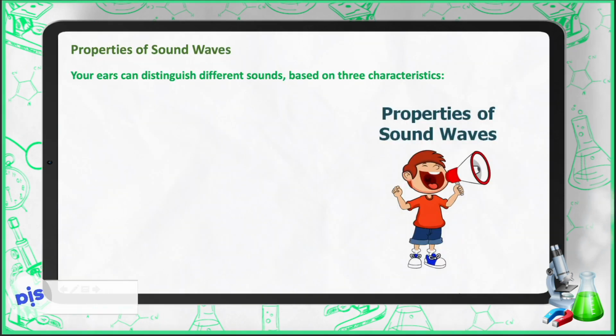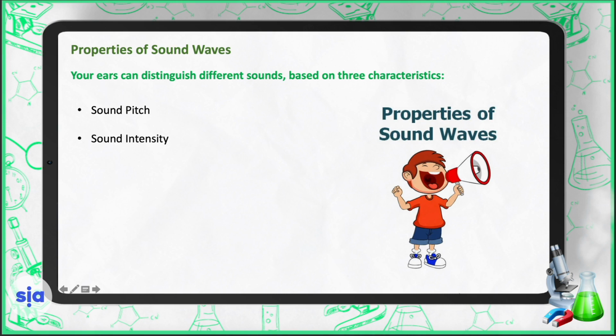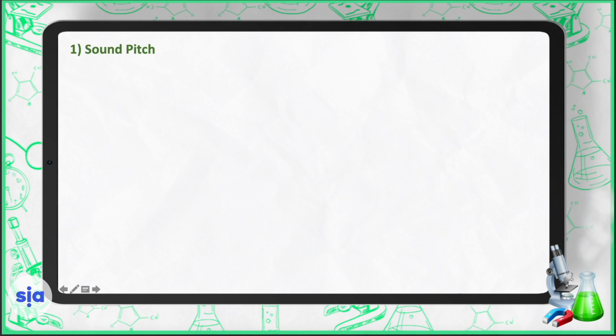Today we are going to continue discussing properties of sound waves. Your ears can distinguish different sounds based on three characteristics: sound pitch, sound intensity, and sound quality. Today we are going to discuss sound pitch.